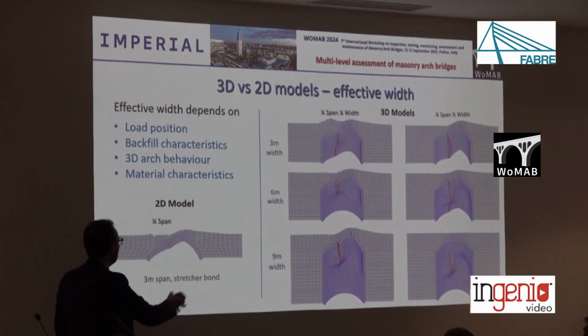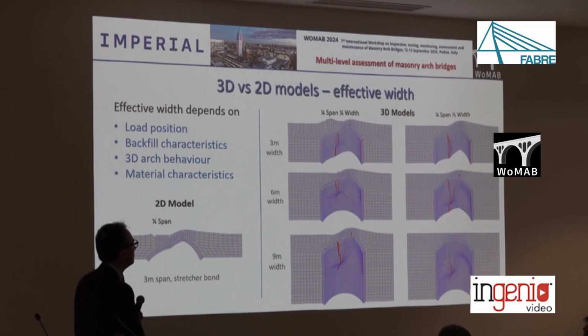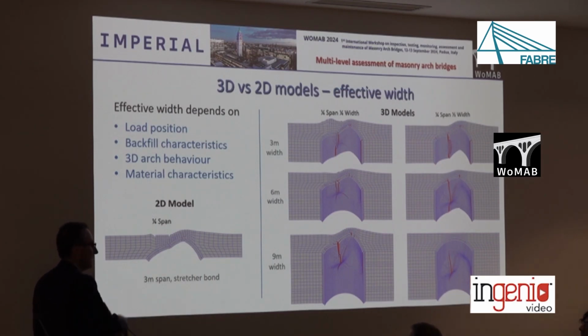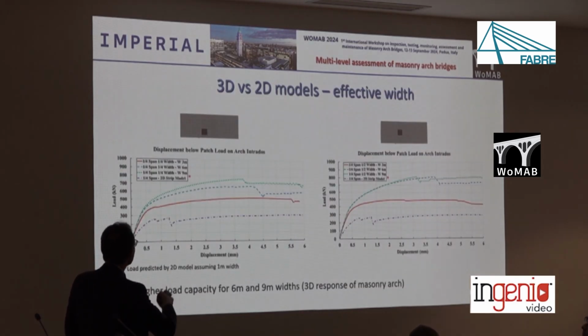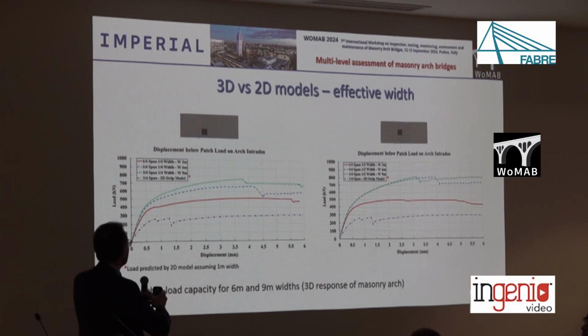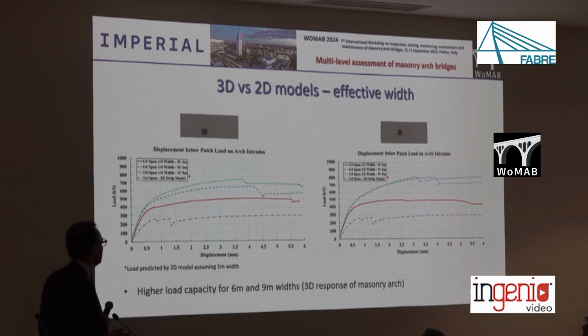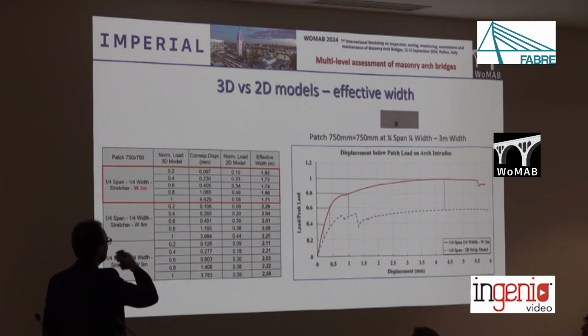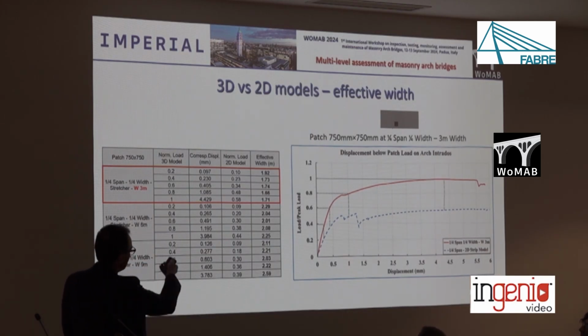So we compare, moving the load to different positions with different widths, and the comparison is against a simpler 2D model. So the results we got: of course, we compare the 1 meter width 2D model against the 3 meter, 6 meter, and 9 meter widths. We see that the response at a certain point converges, so if we keep widening the arch, we don't increase the capacity of the arch. And this enables us to define the relationship between 3D and 2D models, the proportionality, which actually is the effective width.